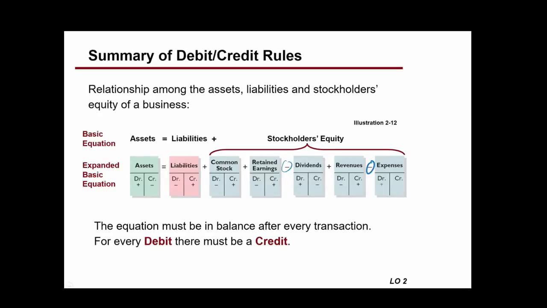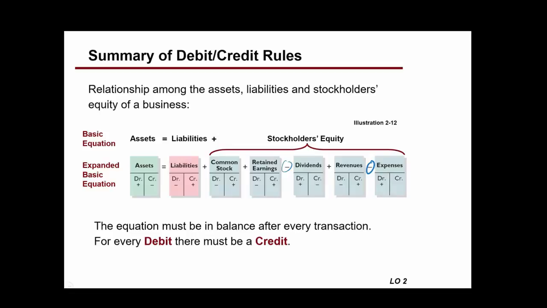Revenues and dividends, if you remember. No, expenses and dividends, if you remember, because they decrease. So an increase in dividend will decrease stockholders' equity. The effect will be the opposite. As a result, a credit to expenses will decrease it. A debit to expenses will indicate an increase in expenses.